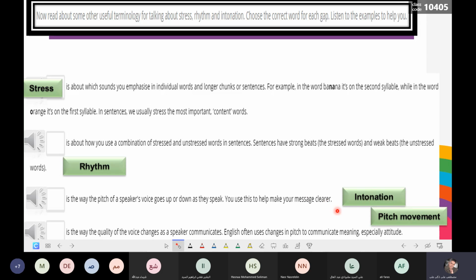Have you listened to the audio saying really, really, or really? According to a different situation, the same word can carry a different meaning. And by the way, this applies to all languages. It's not a speciality of the English language. The same thing happens in Arabic or in any other language.